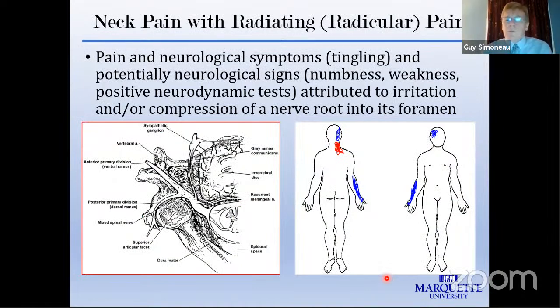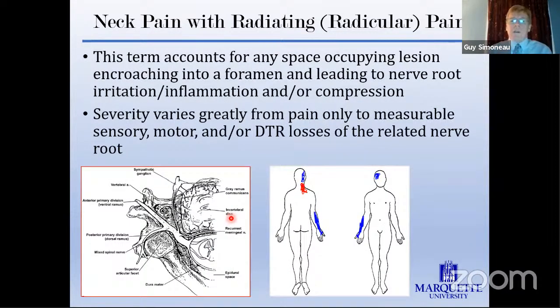So the neck pain with radiating pain is defined as someone who has pain and neurological symptoms like tingling, and potentially neurological signs like numbness and weakness and positive neurodynamic tests that is attributed to irritation or compression of the nerve root in the foramen. The term itself just means that there's something irritating or compressing the nerve root, regardless of that condition.